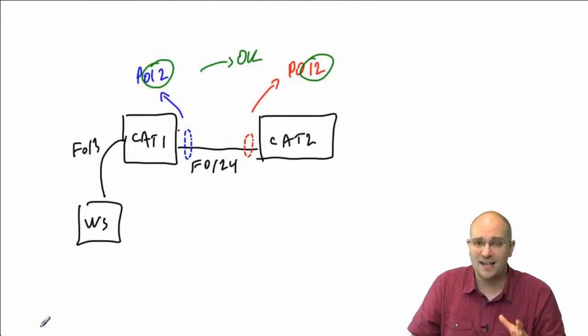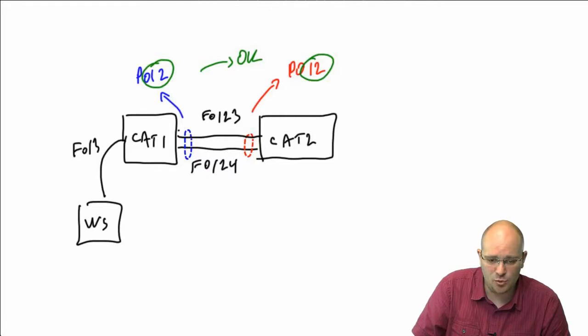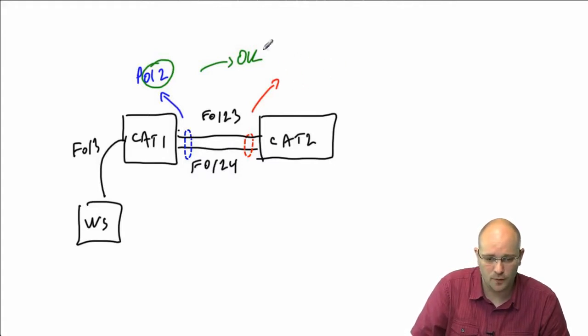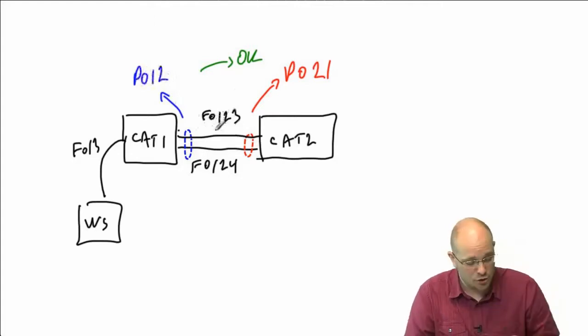So if I added another link to our mix here, let's say our port FastEthernet 23, and if I used a key, let's say instead of 12 on this side here, if I used port channel 21, and on this side I used port channel 12, this would be an okay configuration. Let me show you that.